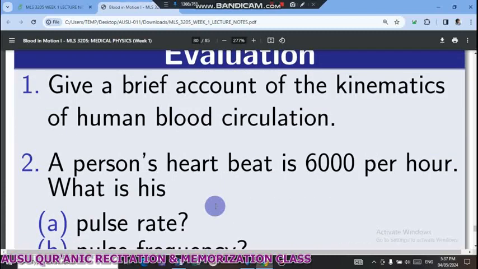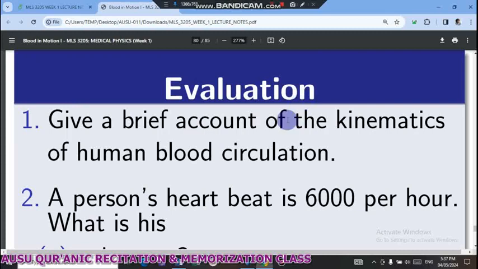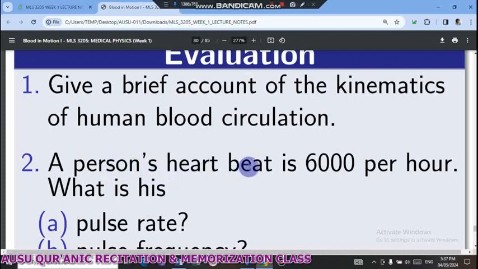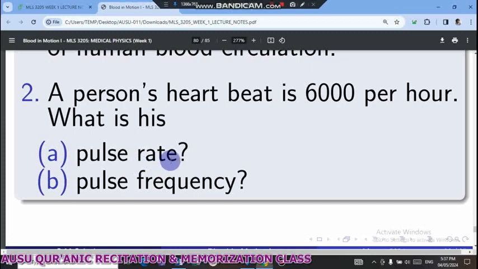Here are a few problems for evaluation. After watching this video, you should be able to answer these questions. Question number one, I call it evaluation, to test your level of understanding of the topic: give a brief account of the kinematics of human blood circulation. Question 2: a person's heartbeat is 6,000 beats per hour. What is his pulse rate, and then what is his frequency?